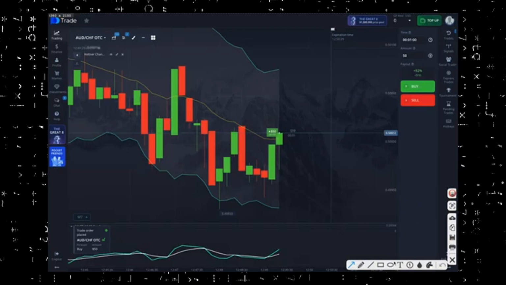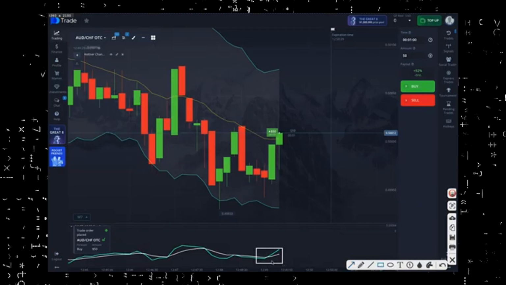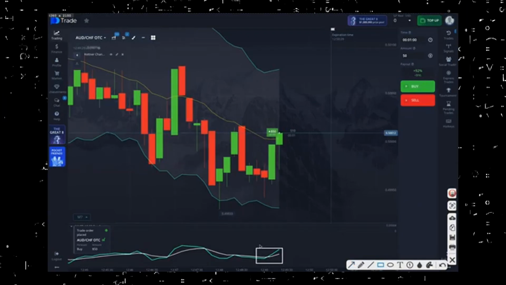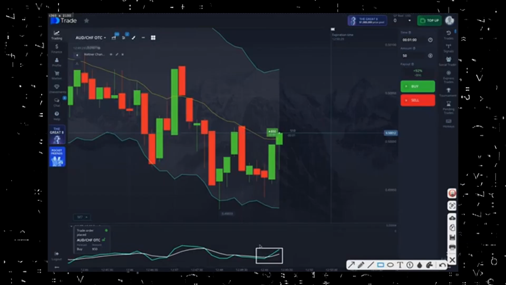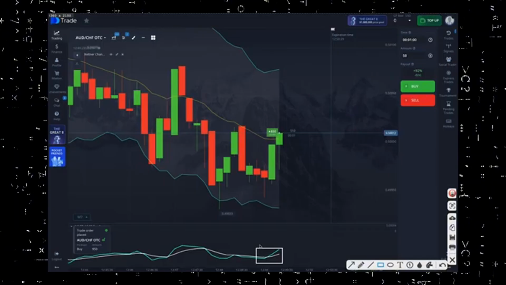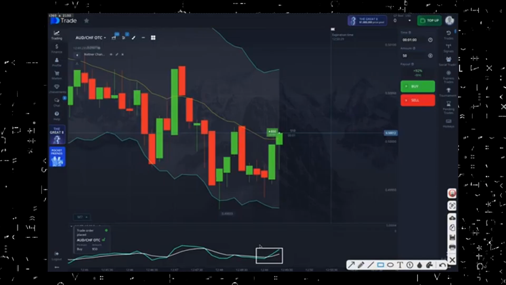Pay attention. The turquoise line of the MACD indicator has crossed the white line from bottom to top. This is the first and important signal indicating a change of direction. Such a moment indicates the transition from decline to growth and serves as confirmation of the beginning of the uptrend.